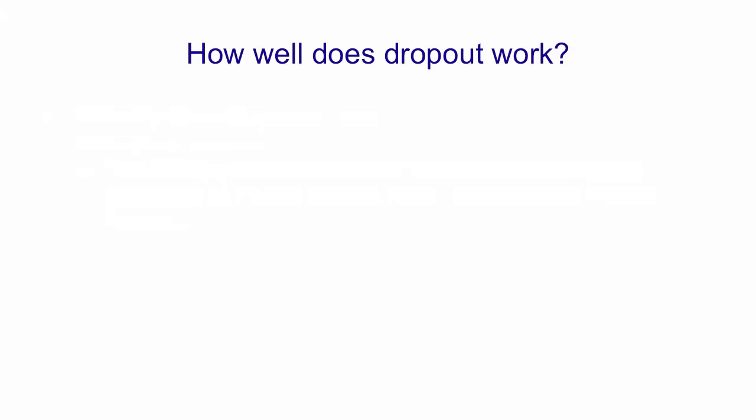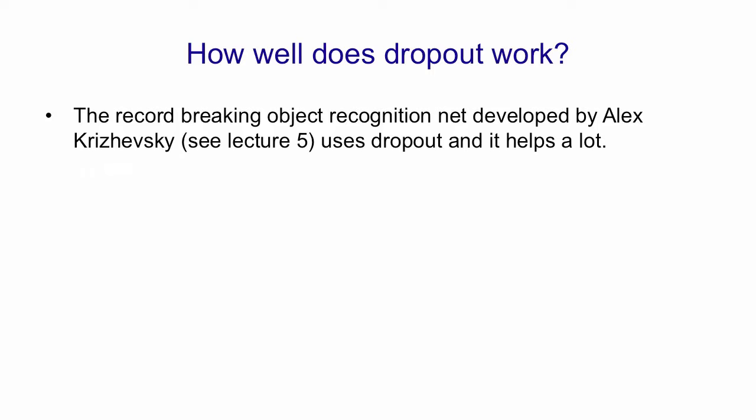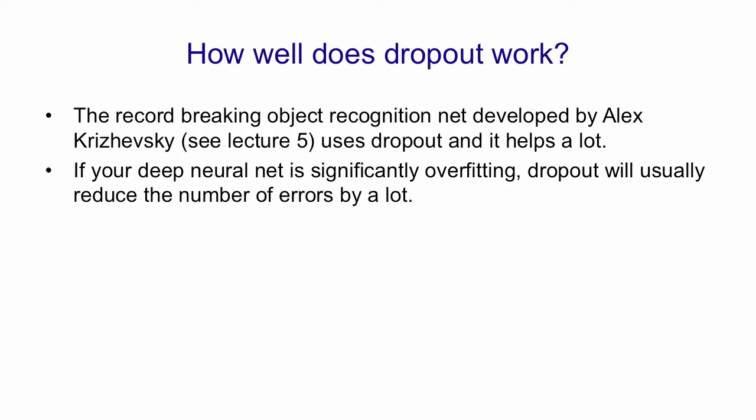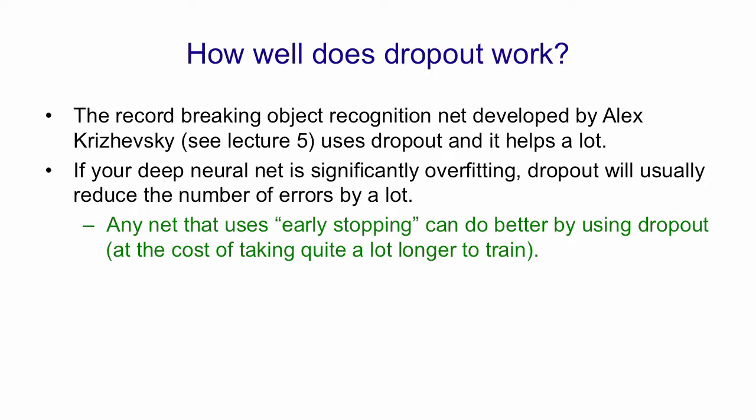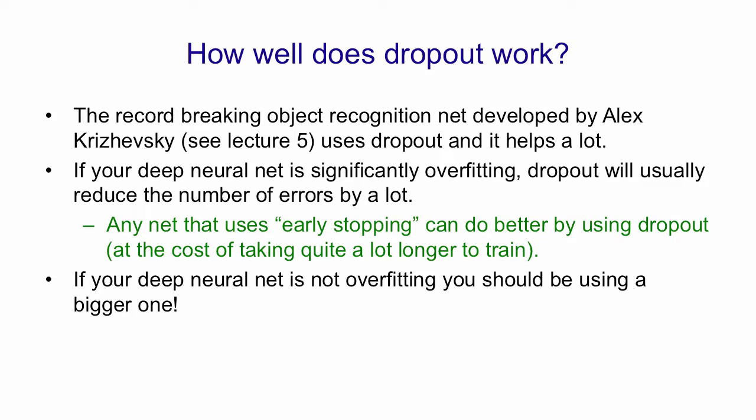So how well does dropout work? Well, the record-breaking object recognition net, developed by Alex Krizhevsky, would have broken the record even without dropout, but it broke it by a lot more using dropout. In general, if you have a deep neural net and it's overfitting, dropout will typically reduce the number of errors by quite a lot. I think any net that requires early stopping in order to prevent it overfitting would do better by using dropout. It would of course take longer to train, and it might need more hidden units. If you've got a deep neural net and it's not overfitting, you should probably be using a bigger one and using dropout. That's assuming you have enough computational power.